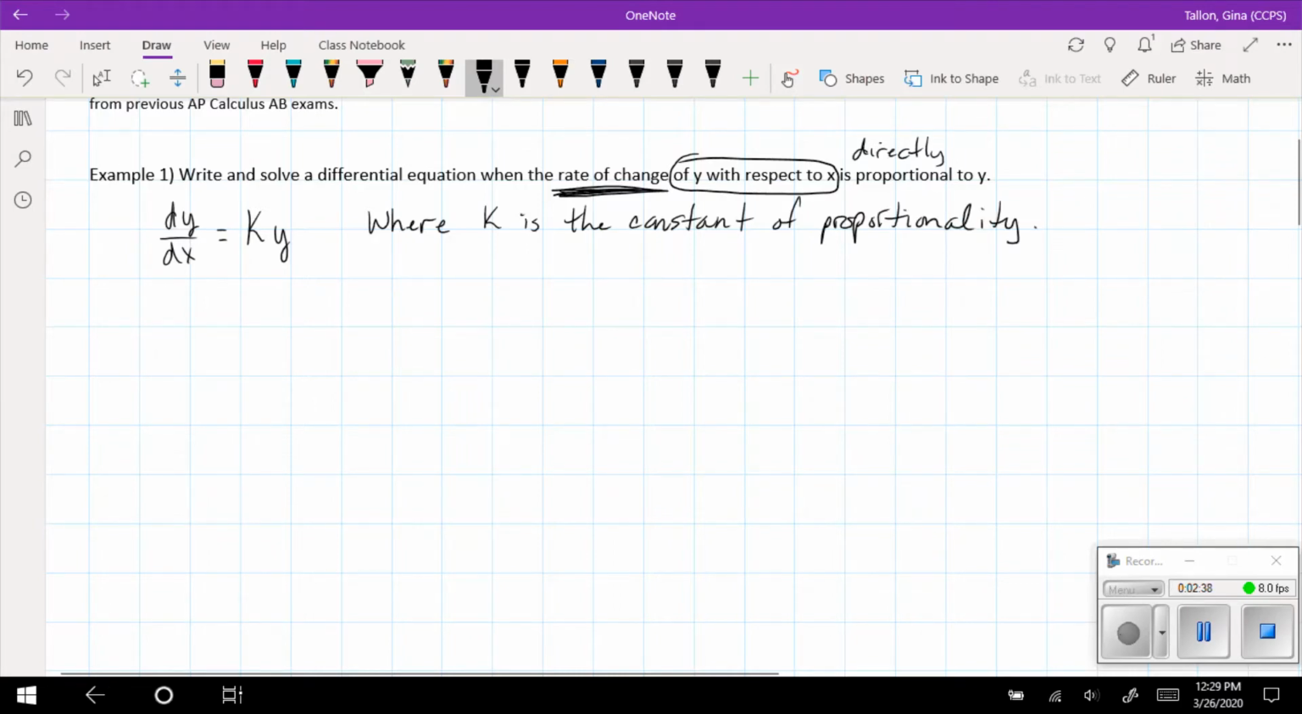Very good. All right, so the first part of my problem is done. I found and I wrote a differential equation that represents the rate of change of y with respect to x being directly proportional to y. Very good. Now the second task is to solve this differential equation, which means they want to know what is the function whose derivative is a constant multiple of itself. So we have got to solve for y.